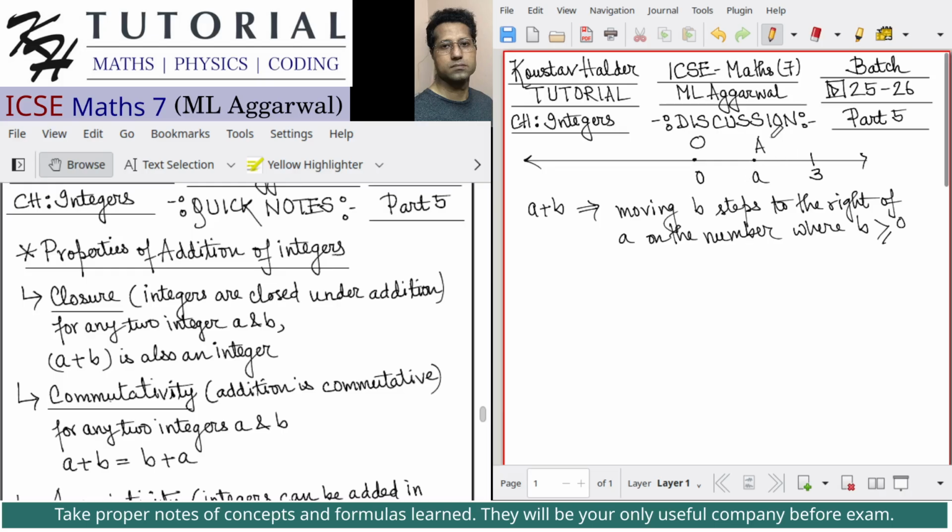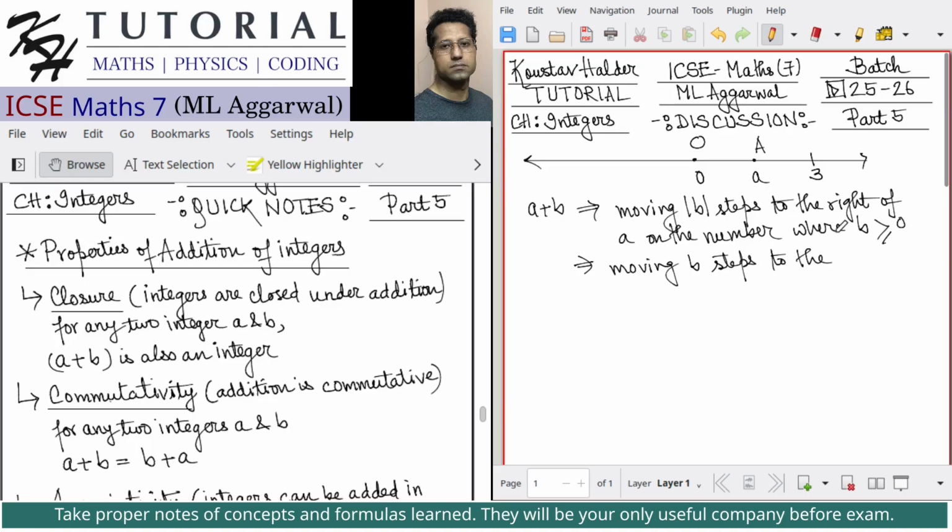Similarly, if b is negative, this will mean moving b steps to the right of a on the number line. Now if b is minus 6, then moving minus 6 steps, negative steps, is meaningless. So to be more accurate, I must say moving mod of b steps to the right of a on the number line where b is greater than or equal to 0.